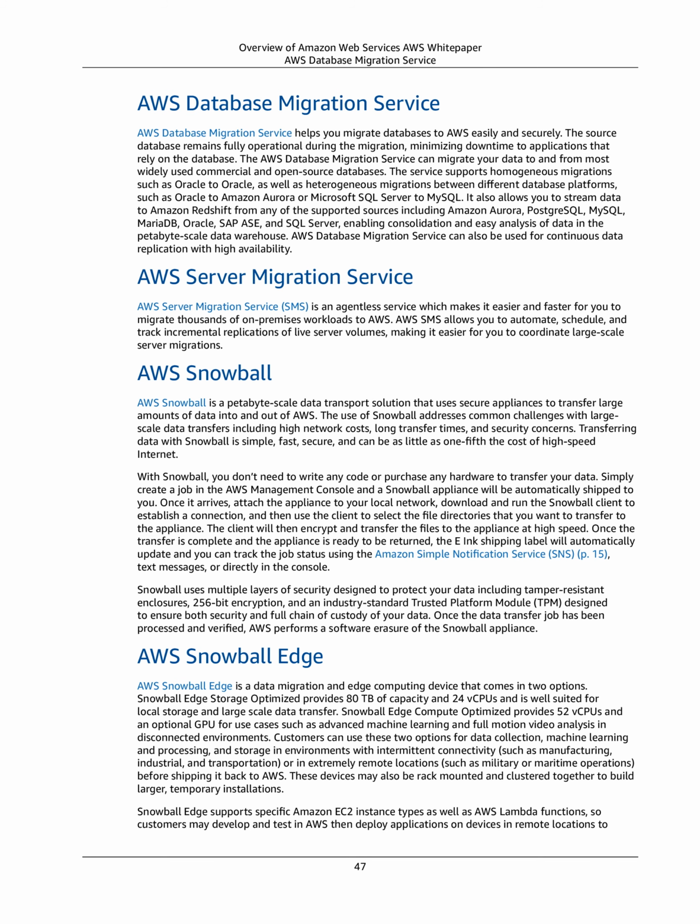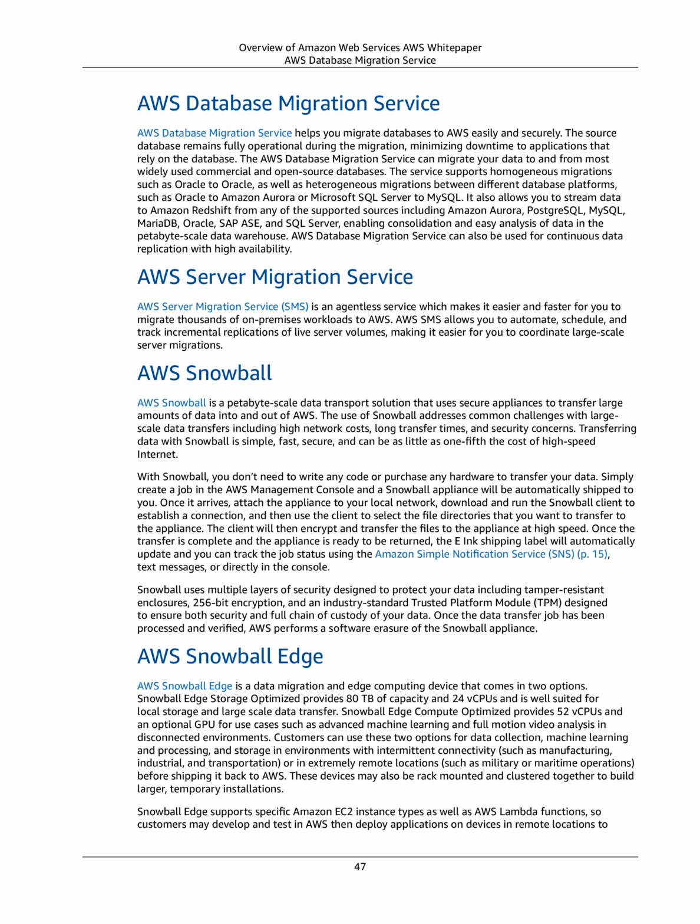AWS Snowball Edge is a data migration and edge computing device that comes in two options. Snowball Edge Storage Optimized provides 80 terabytes of capacity and 24 vCPUs, and is well suited for local storage and large-scale data transfer. Snowball Edge Compute Optimized provides 52 vCPUs and an optional GPU for use cases such as advanced machine learning and full-motion video analysis in disconnected environments.